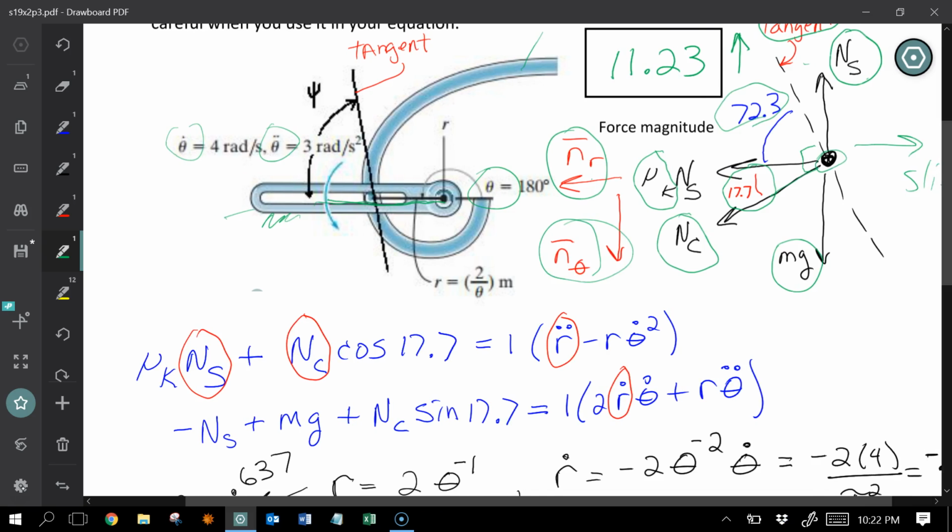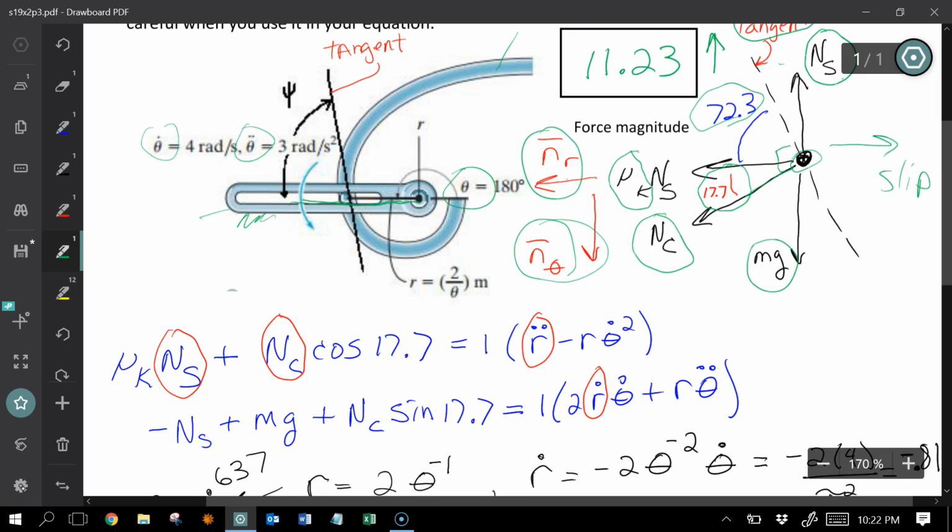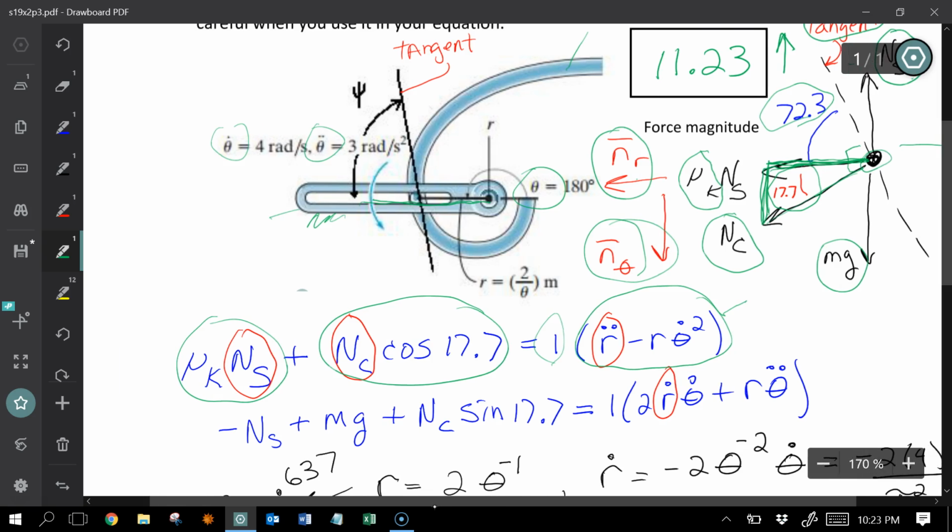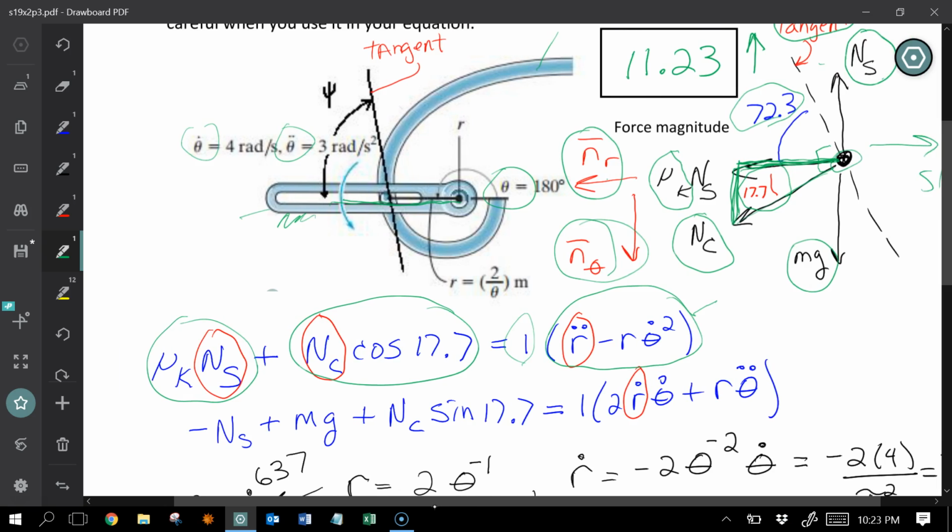Okay, so when you sum forces in the radial direction, you have the friction force, mu k NS. You have a piece of the NC force, and that's the cosine. So you drop a triangle this way. But the legs are always in the directions that you want to convert into, and so the hypotenuse is along here. Okay, so that would be cosine of the angle, 17.7, equals mass, which is 1, times this term right here, the acceleration in the radial direction. Okay, if you sum forces in the theta direction, the NS is backwards, so that's a negative.